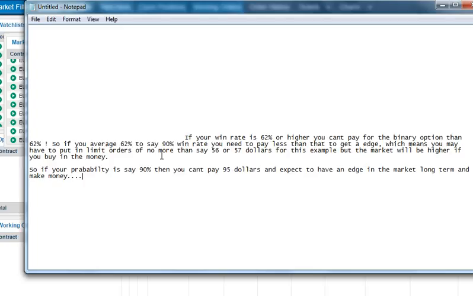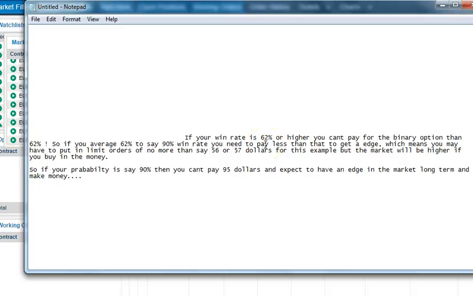And that's one way you can get an edge in the market. But if you don't know what your probability is to win, over time you're probably not going to make money in binary options. So the first thing is you have to figure out what your probability or win rate is. And then you cannot pay, in terms of dollars per contract, more than what your win rate is.